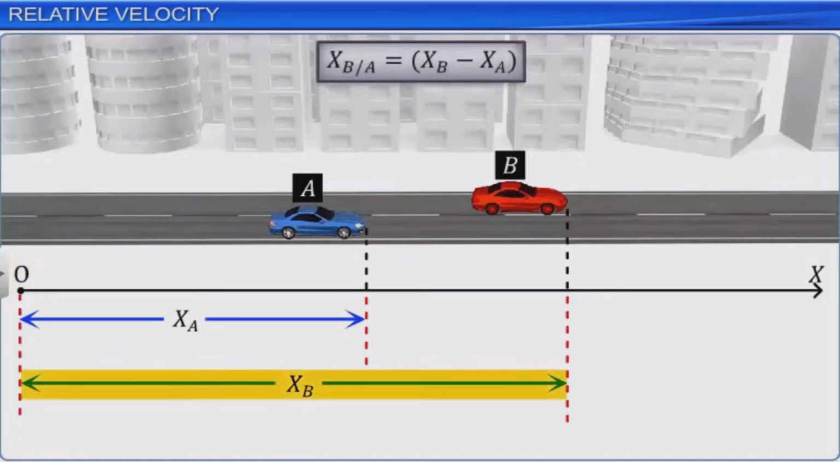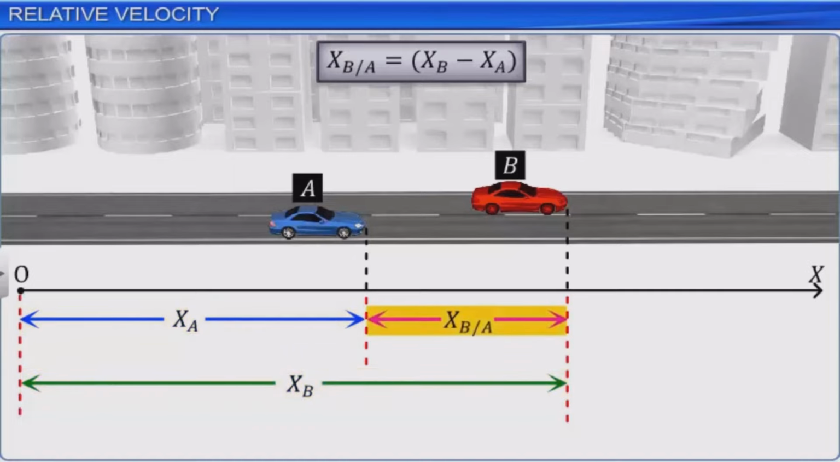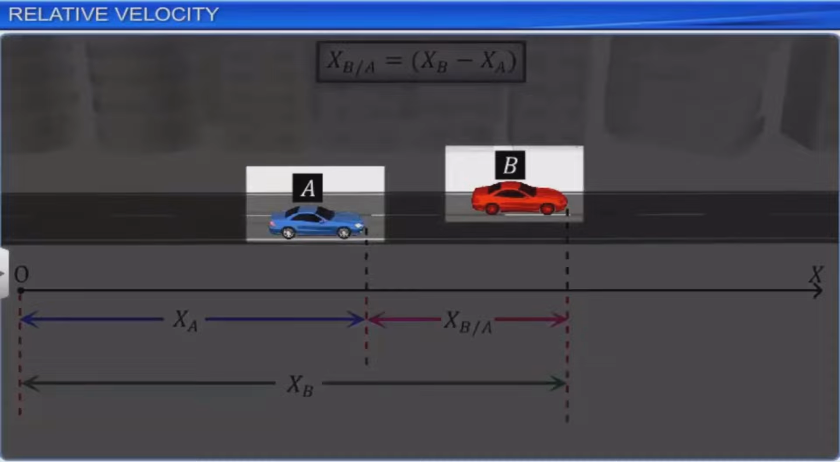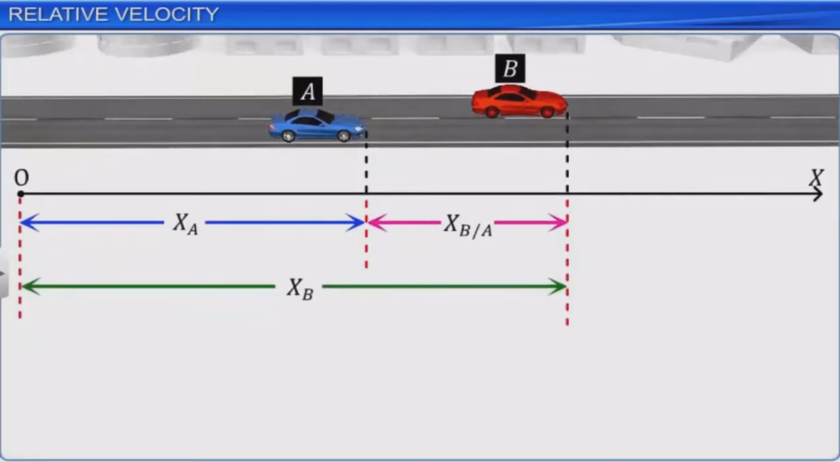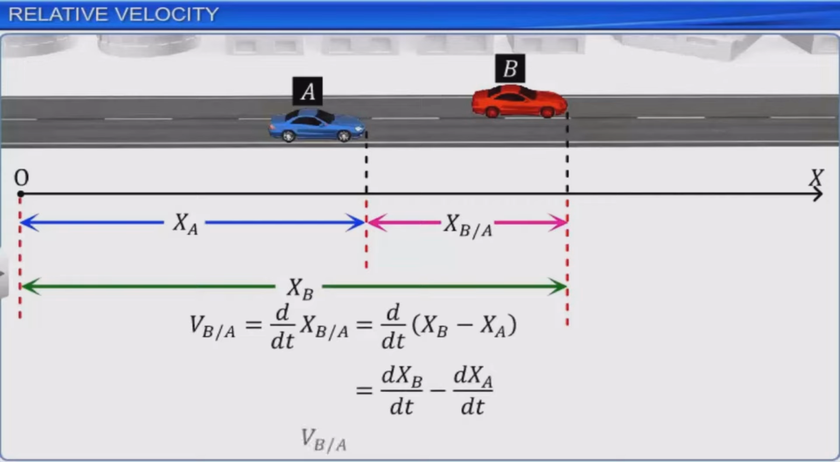x_B minus x_A is the relative position coordinate of B with respect to A, and is denoted by x_B/A. When both A and B are moving, we take the distance at a particular instant. Differentiating relative distance x_B/A with respect to time, we get relative velocity, which is denoted by v_B/A. By differentiating, we get v_B/A is equal to v_B minus v_A.